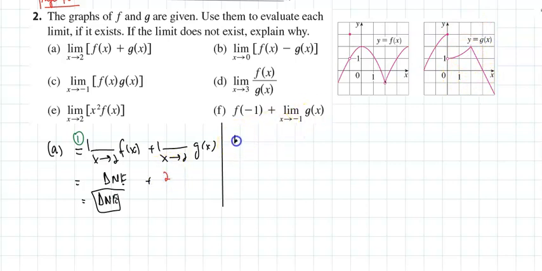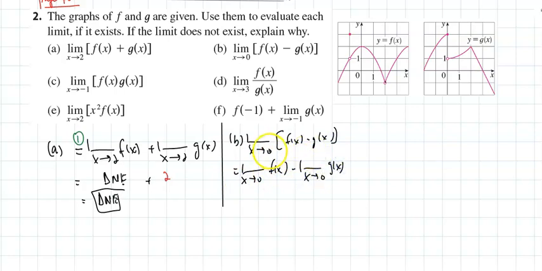And if I take part B and take the limit as x approaches 0 of f of x minus g of x. So by me saying this is the limit as x approaches 0 of f of x minus the limit as x approaches 0 of g of x, on the homework, I would like you to quote that this was by property number 2. And the limit as x approaches 0 of f of x, that's 2. The limit as x approaches 0, and do you see the limit from the left and the limit from the right don't match? So the answer would be does not exist.